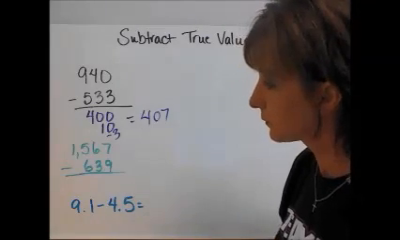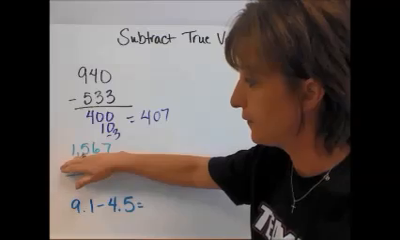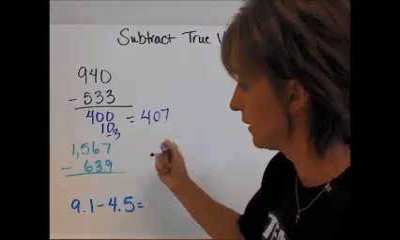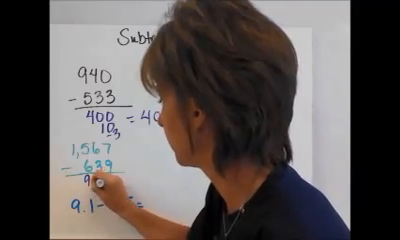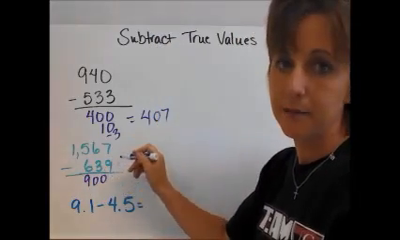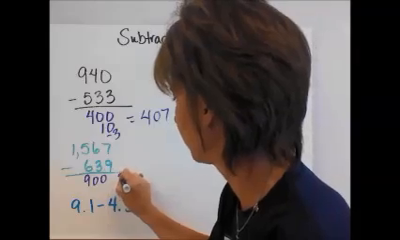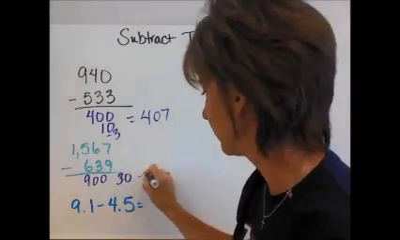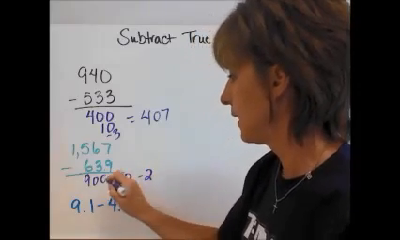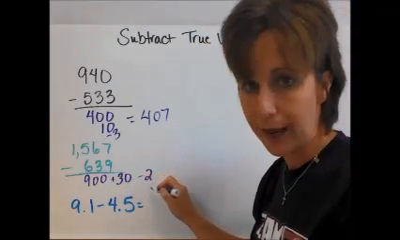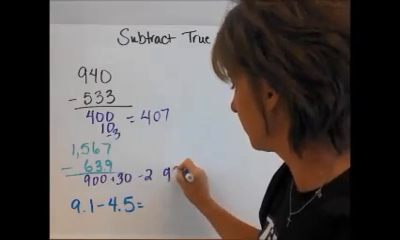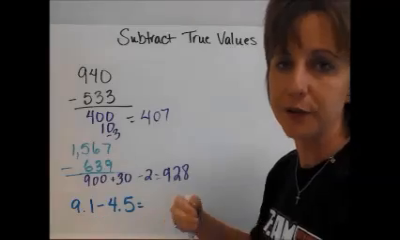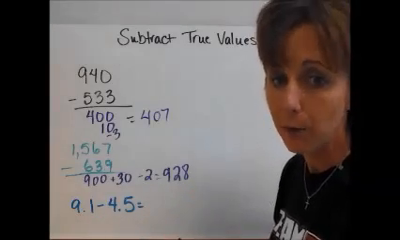Let's try another one. 1,500 minus 600 is 900. 60 minus 30 is 30. And 7 minus 9 is negative 2. So you can see that 30 minus 2 is 28, plus 900 is 928. These strategies are not for you to have to learn something different, but maybe just something helpful.